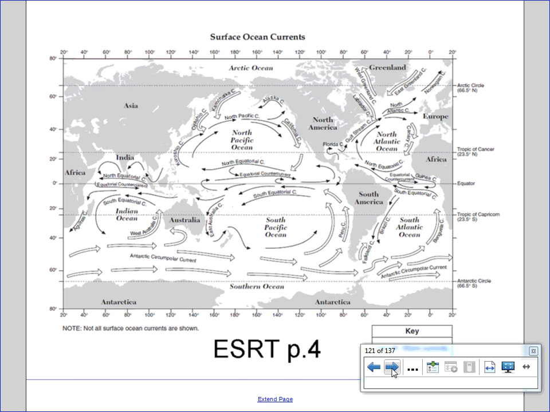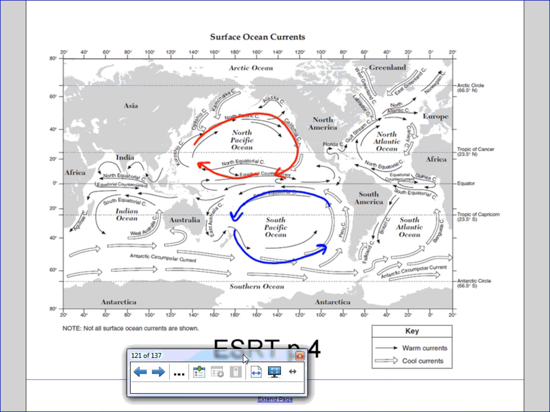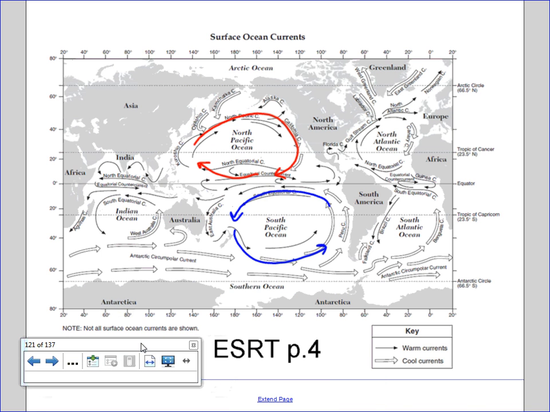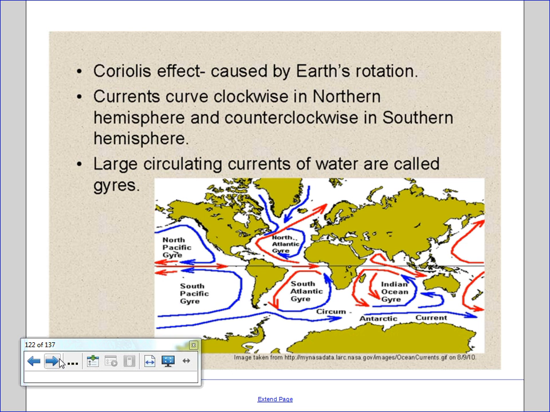So if I go to page 4 of my reference tables, you can see this is the surface ocean currents, and what we had said about this is that you could see in the northern hemisphere, because of the Coriolis effect, they are all curving clockwise, but in the southern hemisphere they all curve counterclockwise. And remember that on page 4 of the reference tables, the key is there on the bottom right, showing you what the warm currents and the cool currents look like.